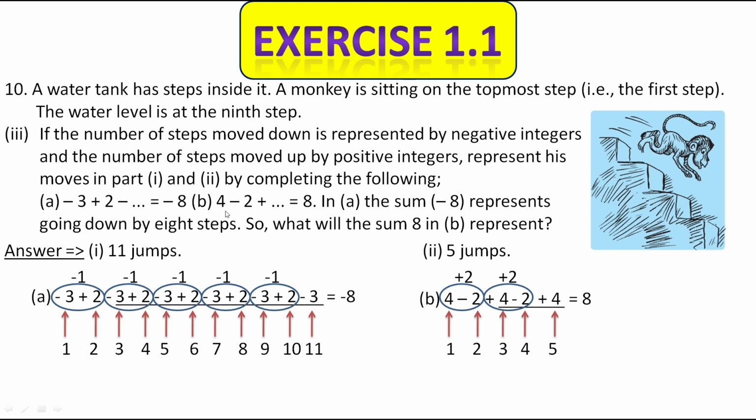So here I completed these 2 statements. Now they have asked one more question. The sum -8 represents going down by 8 steps. So what will the sum +8 in B represent? So in B, the sum +8 represents going up by 8 steps. Okay, I think you all understood.